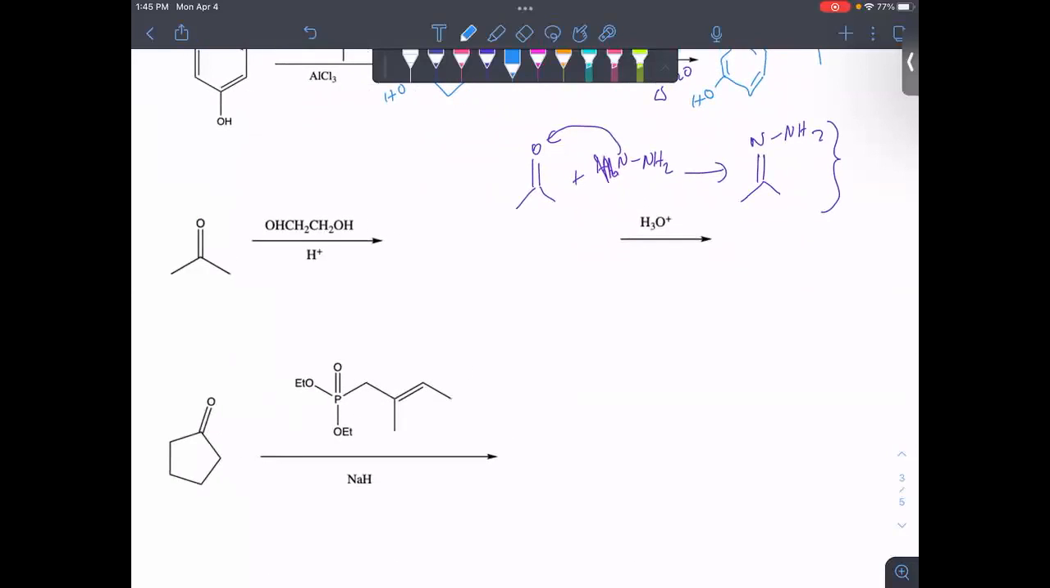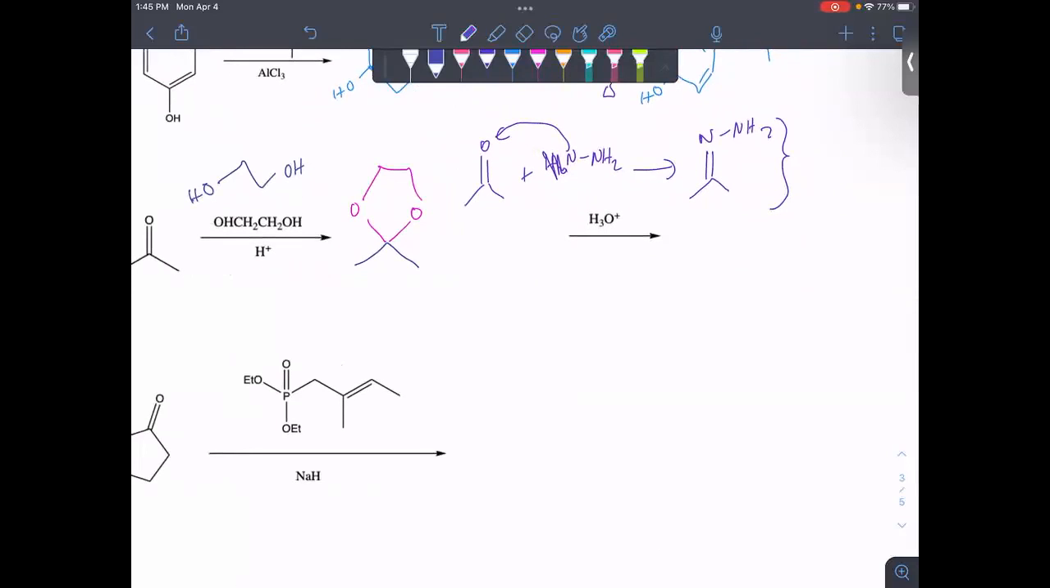All right, so next, ketone, and then what's the set of reagents? It's the diol. So the diol's bond line looks like this, and then you get what from that? You get your cyclic acetal. Then we add acid to the cyclic acetal. So what happens then? It goes back into the exact same ketone.